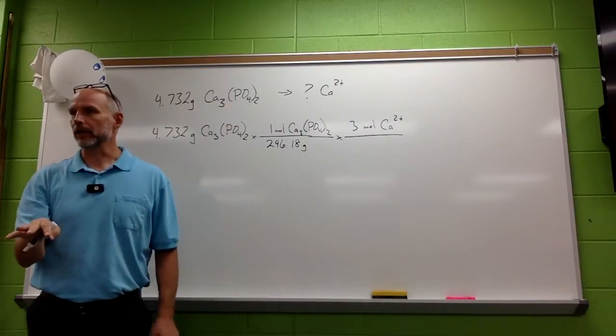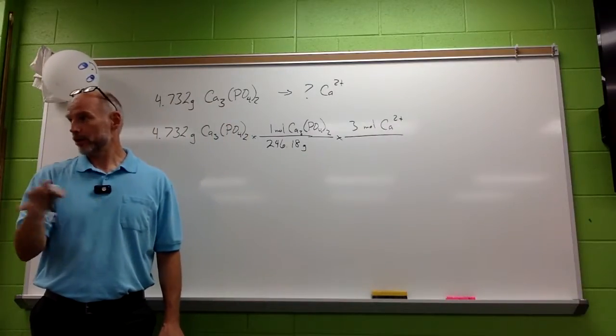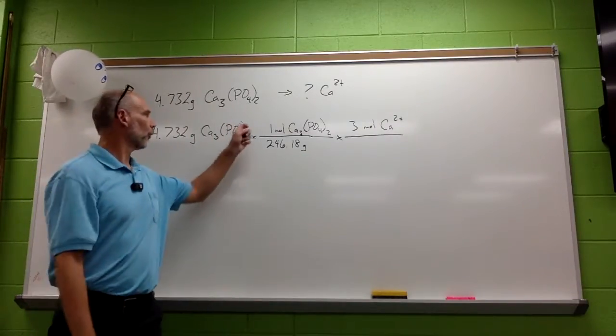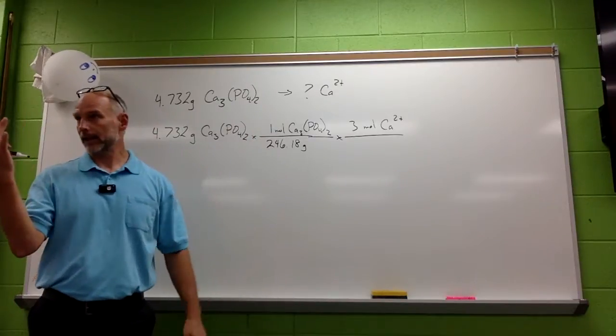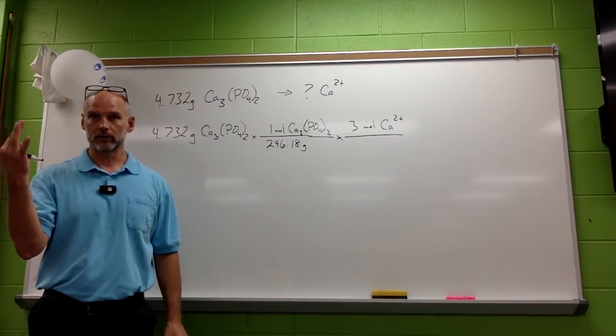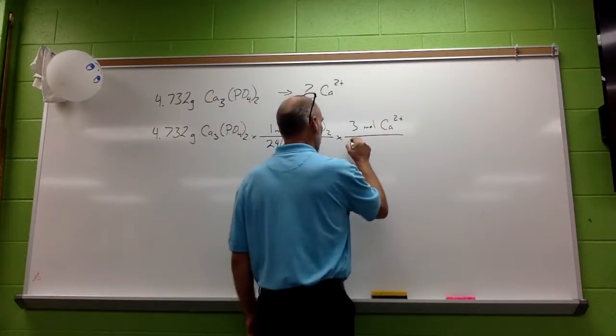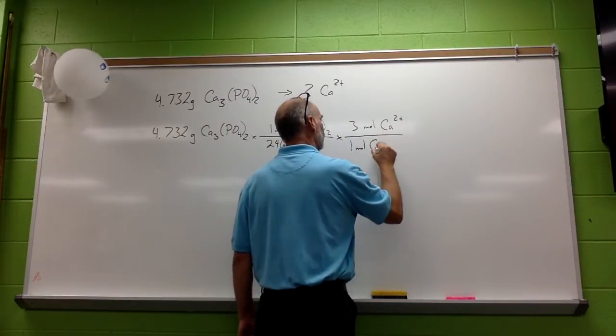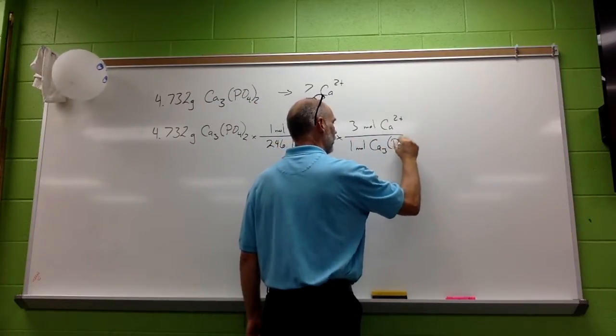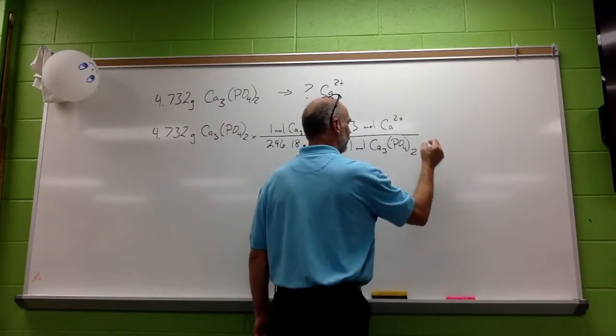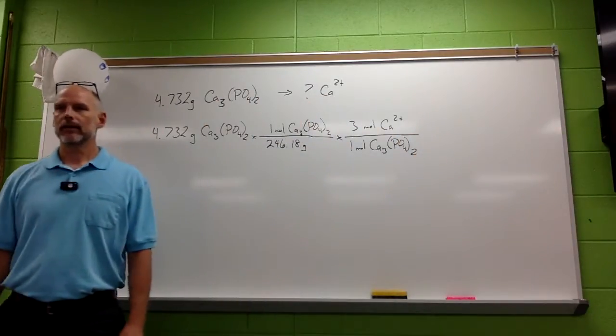kind of like stoichiometry, a mole ratio kind of thing, right? Because for every 1 calcium phosphate, there's 3 calcium ions. Would you guys agree? Okay, so there's 3 moles of calcium ions for every 1 mole of calcium phosphate. Awesome. We've covered that. Now what?